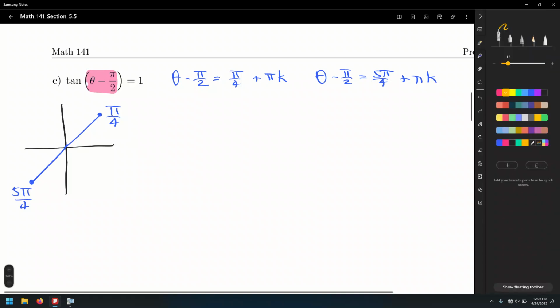We want to get the solutions for theta, not theta minus pi over 2. So what we're going to do here is the following. Let's add pi over 2 to both sides of both equations. So that's going to give us theta equals pi over 4 plus pi over 2. That's essentially, multiply by 2, just 2.